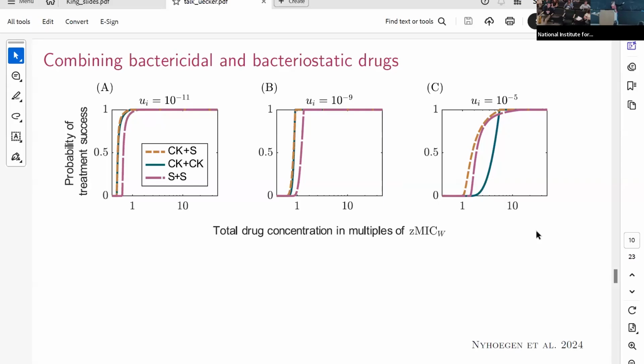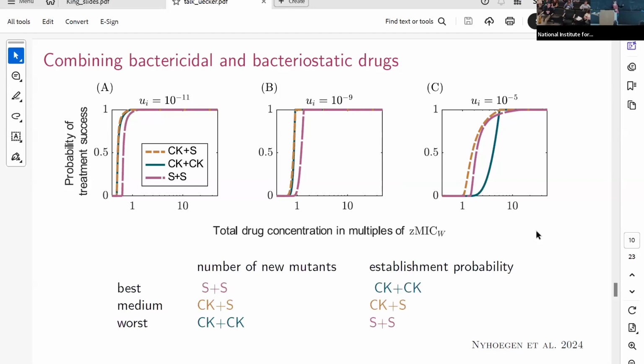You see this for 3 different mutation probabilities. It's easiest if you look at C. And there you can see that this mixed combination treatment with the drugs with 2 different modes of action actually gives the highest probability of treatment success. If you go further to the left, you see then it's equally good as a CK plus CK treatment. We can again ask, why is that?